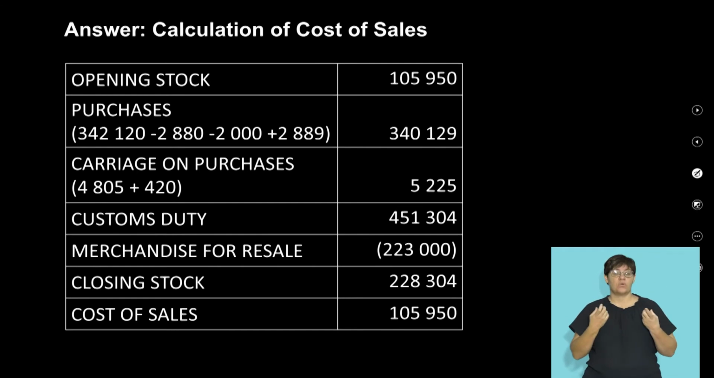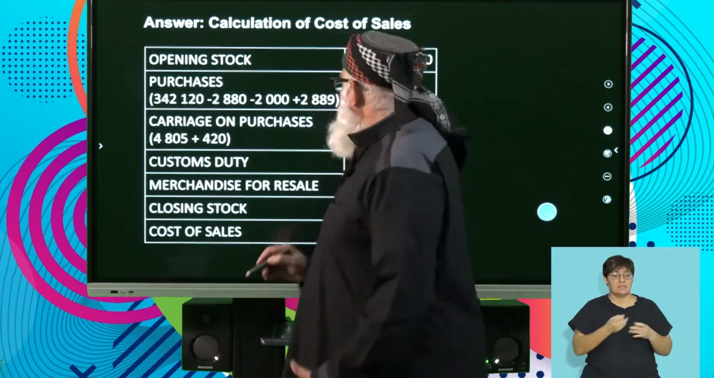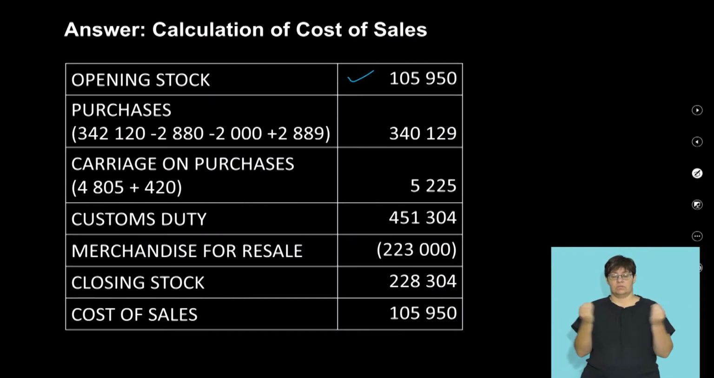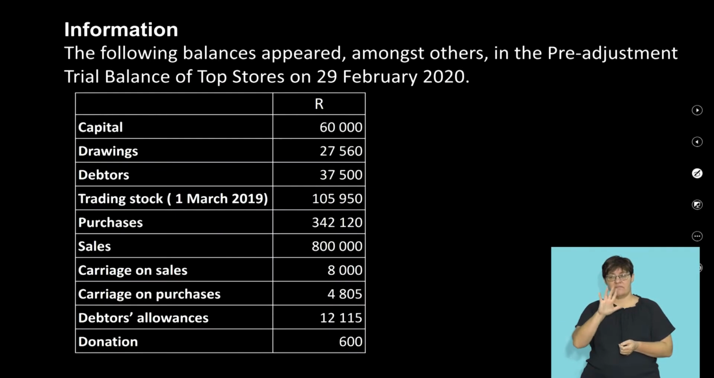So now we're looking at all of these adjustments, and we start off by saying, calculate the cost of sales. Start off with what? Your opening stock, 105,950. There's my opening stock. Trading stock, 105,950. Opening stock. Number 2, purchases.